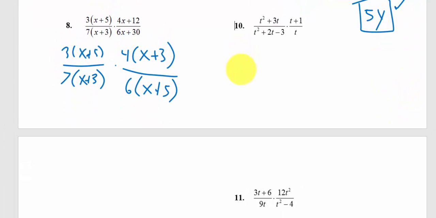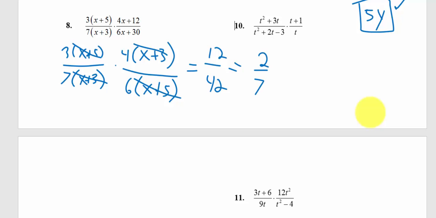Okay, and now I can cross out my x plus 5 and my x plus 5 and my x plus 3 and the x plus 3. And what am I left with? On the numerator, I have 12. The denominator, I have 42. And then that can be reduced to 2 over 7.